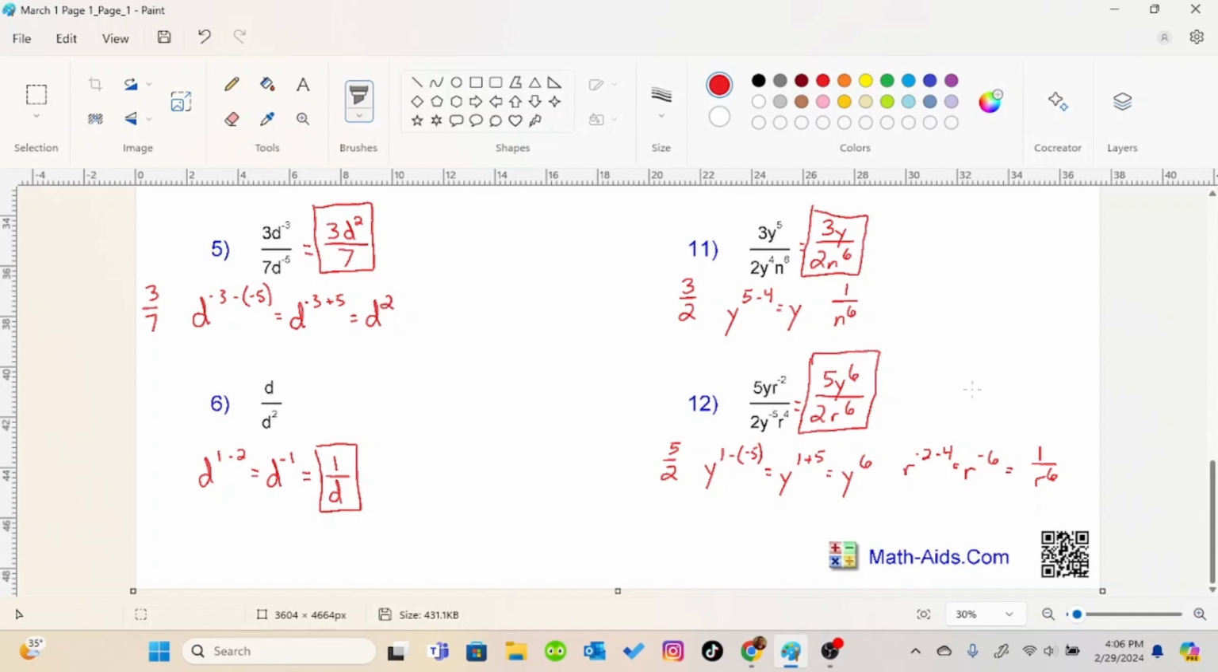If you have any questions about how to divide when exponents are present, please use class time now to ask for clarification.